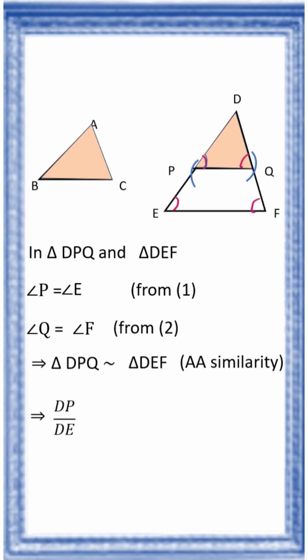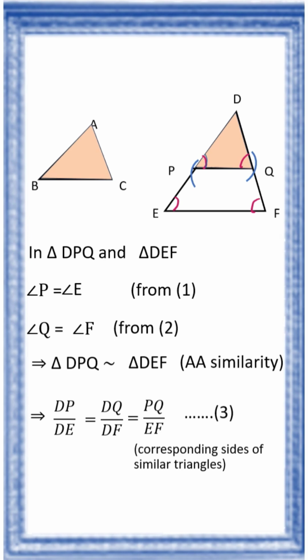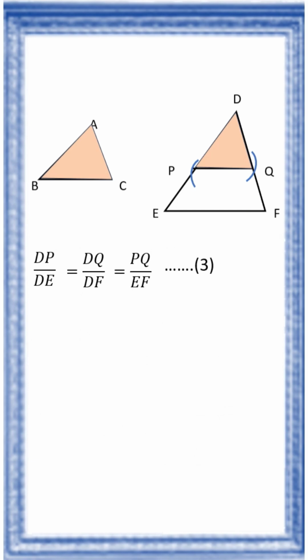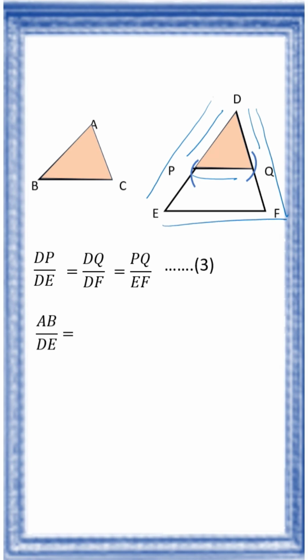It implies that DP/DE = DQ/DF. Look at the figure carefully. That is also equal to PQ/EF. Let it be equation number 3, because corresponding sides of similar triangles are in proportion. Now we have equation number 3: DP/DE = DQ/DF = PQ/EF. We are given that AB/DE = BC/EF = AC/DF. Let this be equation number 4.